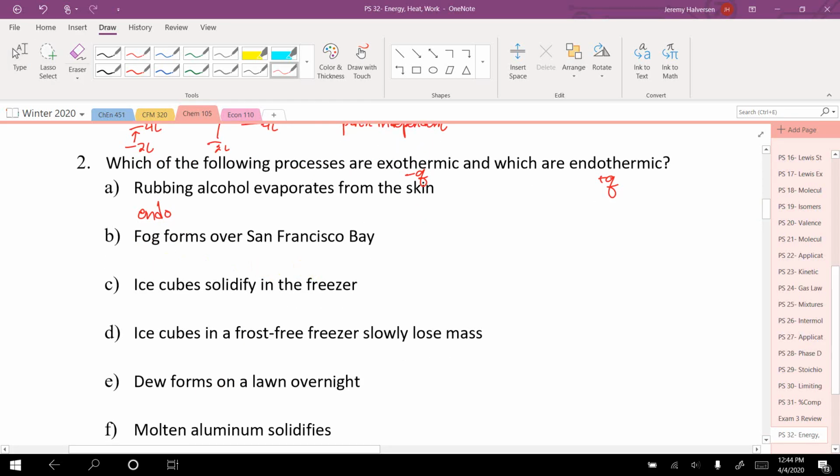Okay, fog forms over San Francisco Bay. So I've got this water vapor in the atmosphere, and then at night it gets cold enough and the conditions get just right where that vapor starts to condense into a cloud or fog over the bay. So that's going from the vapor in the sky to the fog over the bay, and so I'm going from vapor to a liquid, which is going to be exo, because going from liquid to vapor requires heat, so going from vapor to liquid is going to release heat.